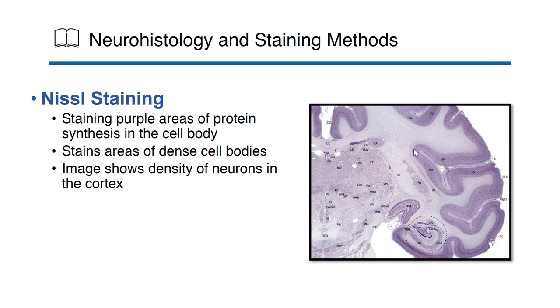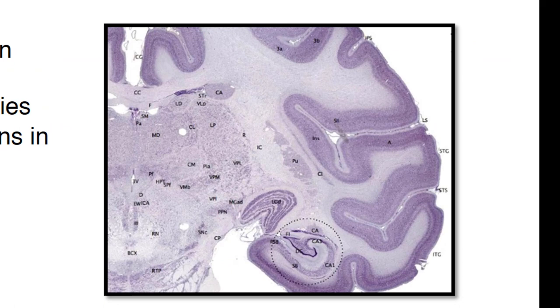And this stains areas purple where there's a lot of protein synthesis in the cell bodies. So it shows you where a lot of cell bodies are. What's interesting here is we're looking at a cortex, and in this light pink, light purple area you have a lot of myelinated axons moving through. So there's not a lot of cell bodies. The cell bodies are in the gray matter on the cortex. So this stain finds all those and turns them purple, showing you where a lot of cell bodies are located.